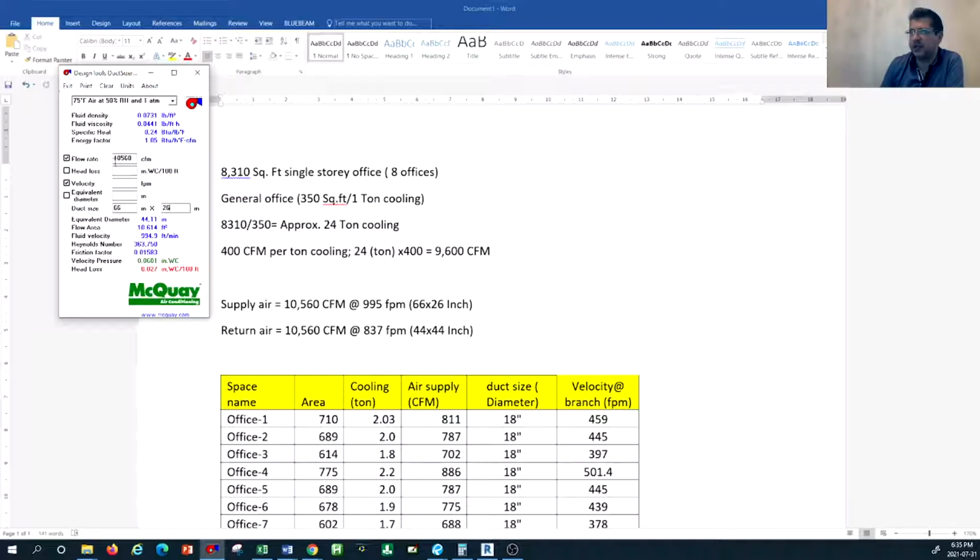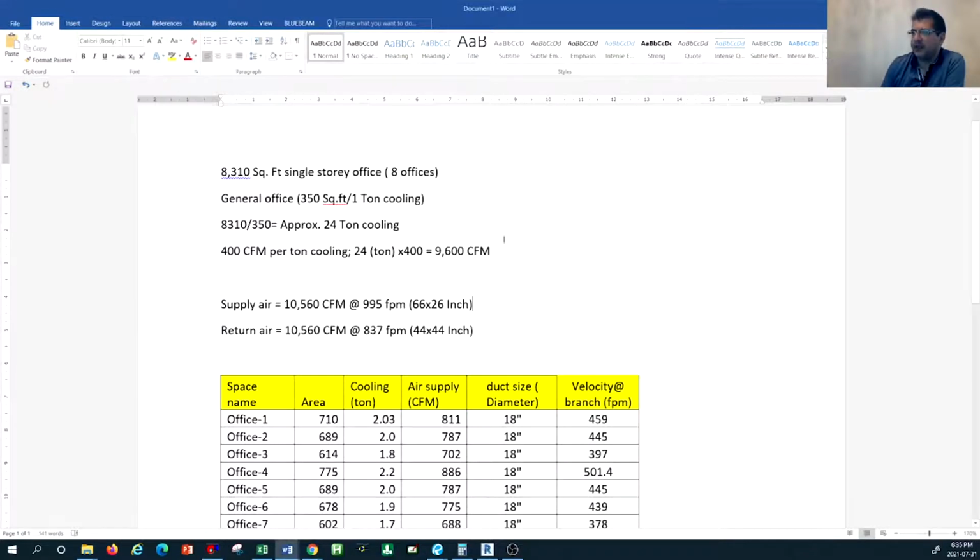And for the return, I have the same return air, but for the return, I've been using 44 by 44 inch, which has a larger air duct cross section for the return air. So I can anticipate lower velocity, which is almost 837 feet per minute, as you can see here. And consequently, I would see less head loss on my return duct, which is 0.017 inch of water column per 100 feet.